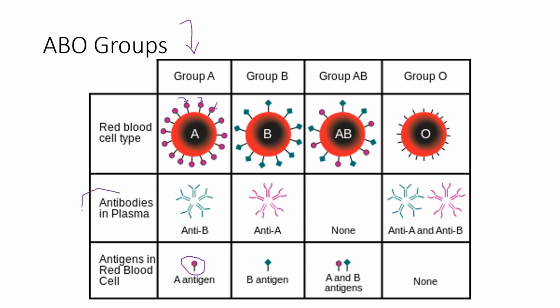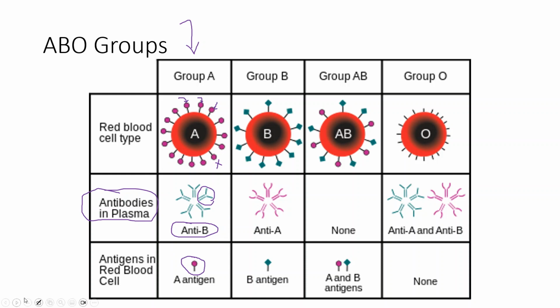In the serum, in the plasma, remember blood is made up of two main parts. You've got your fluid part and you've got your cellular part. The fluid part is plasma. In there, you're going to have type B antibodies. Notice the shape of this antibody does not match the antigen marker on the red blood cell. That's not a match.